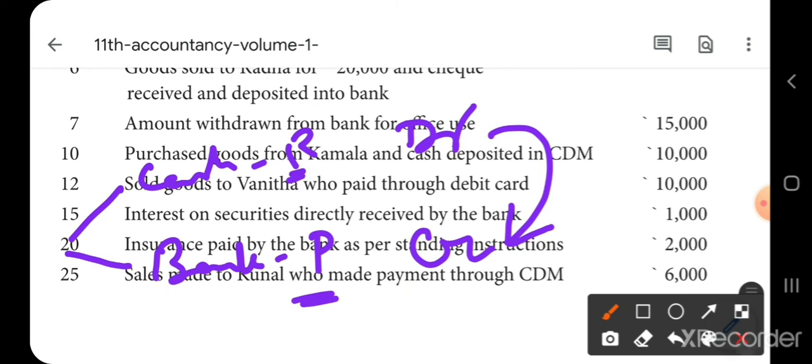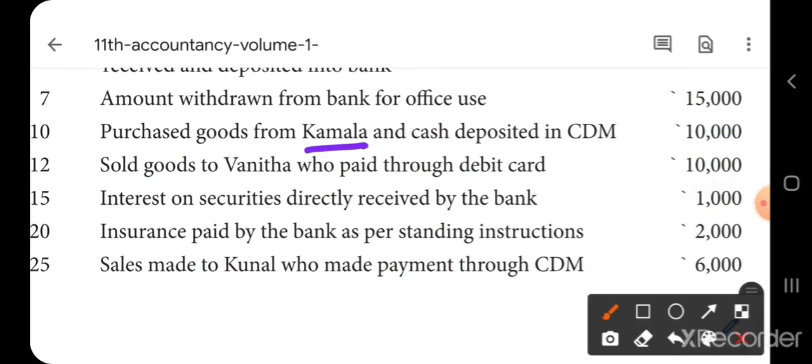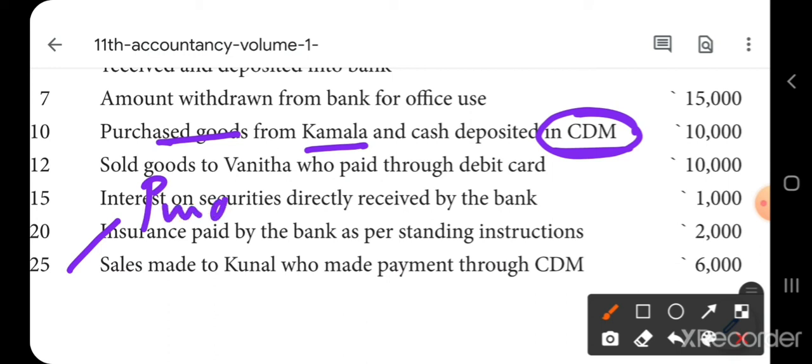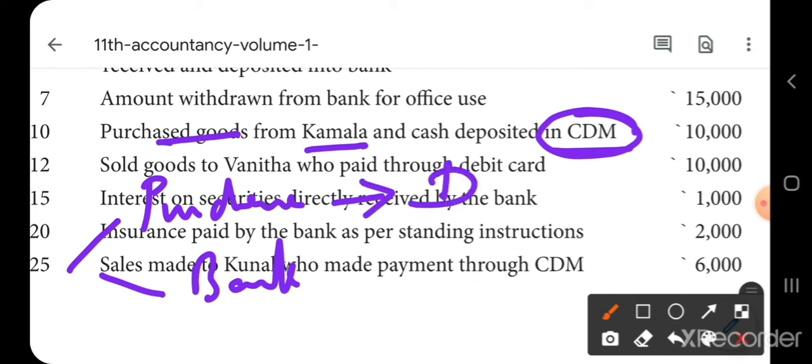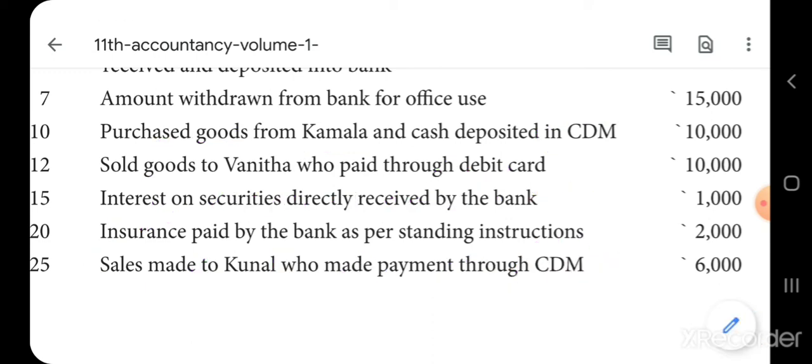Okay. Now, next transaction, purchase goods from Kamala and cash deposited in CDM, cash deposit machine. That means it is a bank transaction. Okay. Purchase goods. What are the accounts involved? Purchase account and bank account. Purchase is what? Nominal account. Debit all expenses and losses. Credit the giver. Who is making the payment? The bank. So credit the giver. Purchase account debtor to bank account.